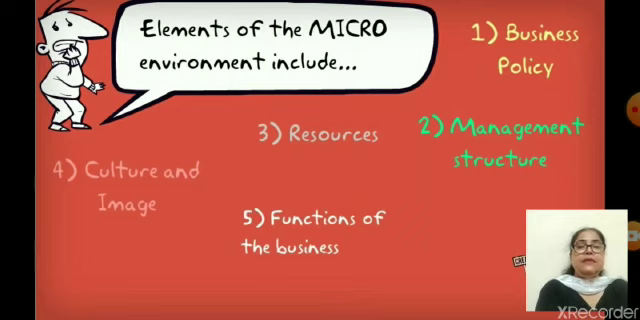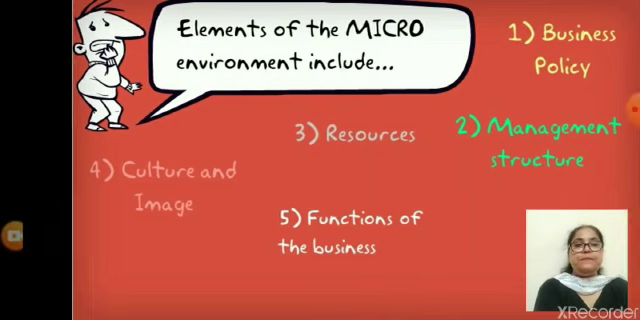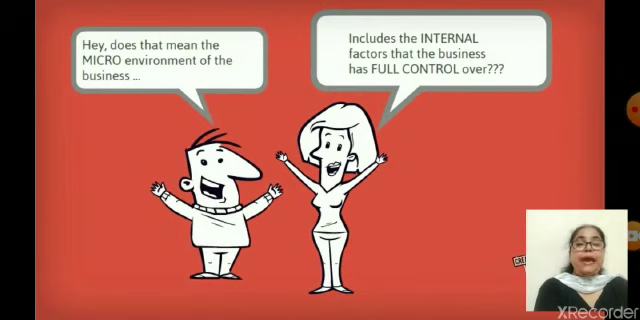Similarly, the resources, the physical resources, the human resources or the financial resources, they also affect the internal affairs of the business. Similarly, the people working within the organization, their culture, their religion, their social values, they also affect the business to some extent. And similarly, the functions of the business. These all are the part of the micro environment of the business. It means the micro environment of the business includes all those factors or forces which are under the full control of the business. It means on these factors the business has full control.